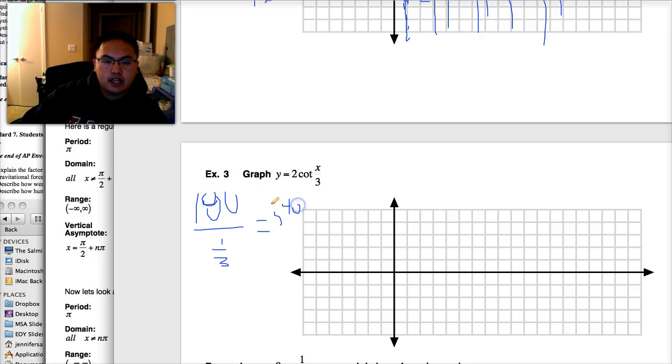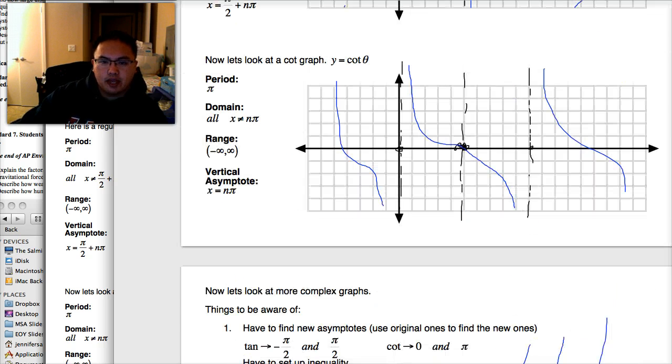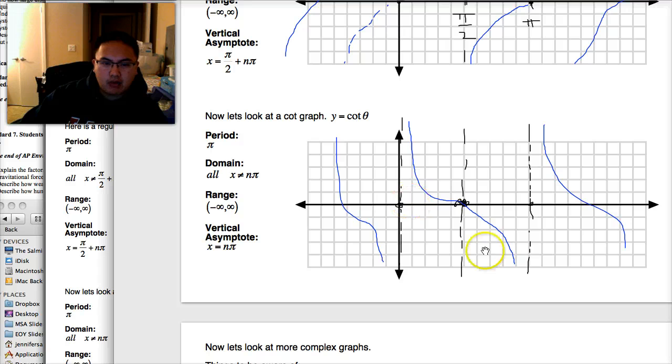Okay, and I'm going to run out of time here. So 540, let's just put 540 here. Let's just put the halfway point is 270. So remember, cotangent is exactly the same, but wherever I used to have the vertical line, I'll put a 0. Wherever I had a 0, I'm now going to have a vertical line. And remember, I'll go back to the first page. Remember, it starts backwards.